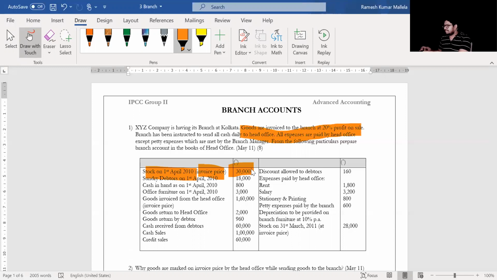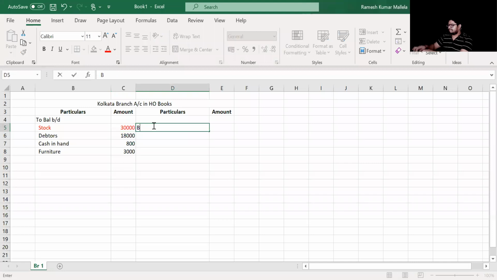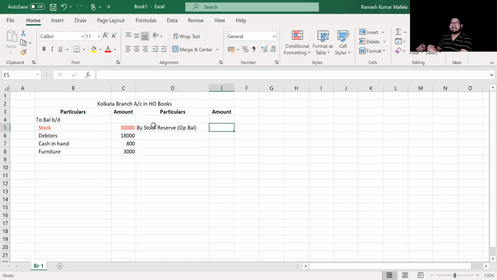Okay. So the entry for that is going to be, on the credit side, by stock reserve. By stock reserve, this is for opening balance. How much would I take? He says 20% on sale price. So 30,000 into 20%, that is 30,000 into 0.2, 6,000 rupees. So this is with respect to opening.